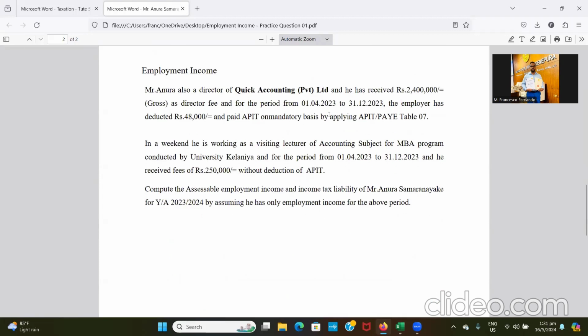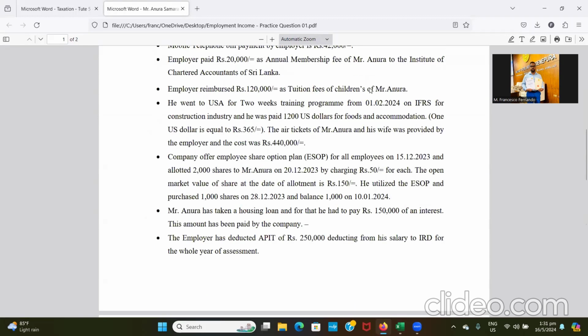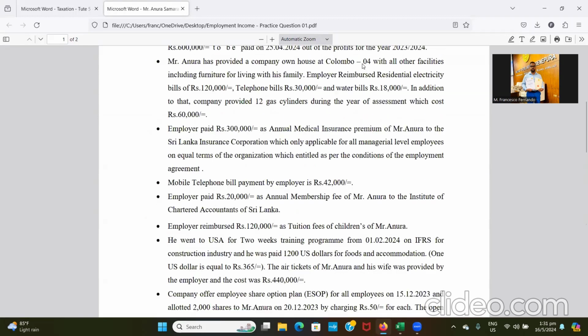Now, our year of assessment is 23-24. Can someone tell me, if the year of assessment is 23-24, when this is starting and when this is ending? Anyone? Starting date and ending date. Can someone tell me?